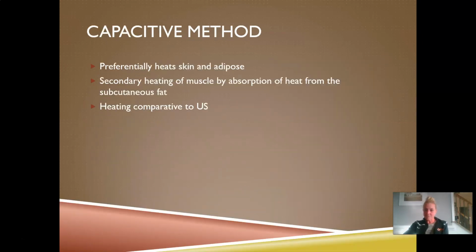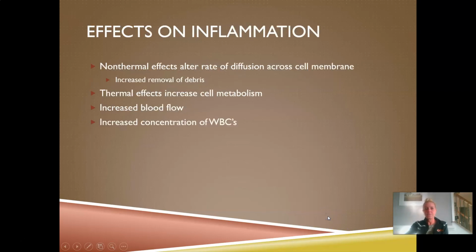Back to the capacitive method again for just a second. Again, that's going to heat skin and adipose a little bit more. You will get a little bit of heat down in the muscle just because it diffuses down towards that area. And the heating is comparative to ultrasound.